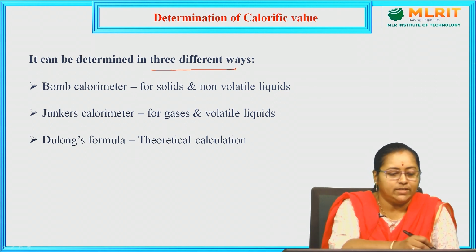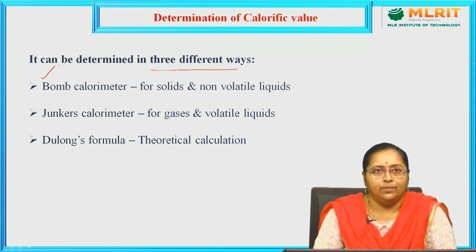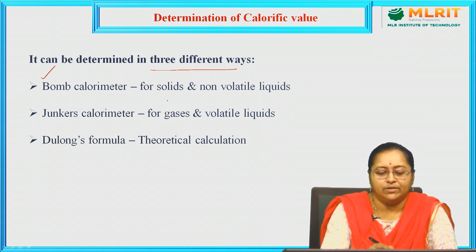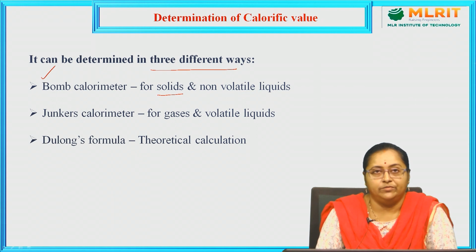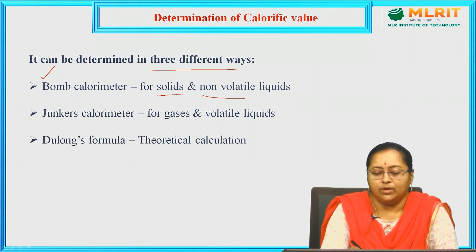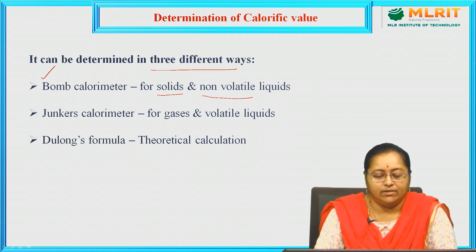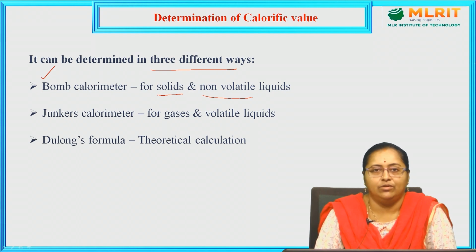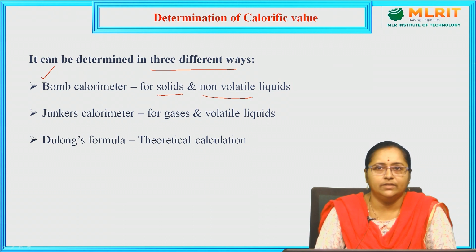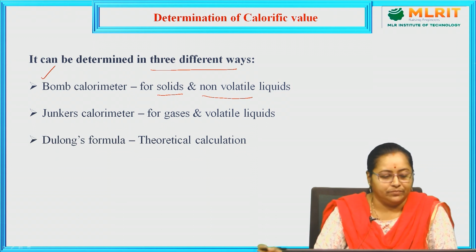The first one is the bomb calorimeter. Bomb calorimeter is an instrument, that means this comes under the practical approach. Bomb calorimeter is an instrument meant for finding out the calorific value of a solid fuel sample or non-volatile liquids. So for determining the calorific value of solid or non-volatile fuel samples, we have to depend upon an instrument called the bomb calorimeter.